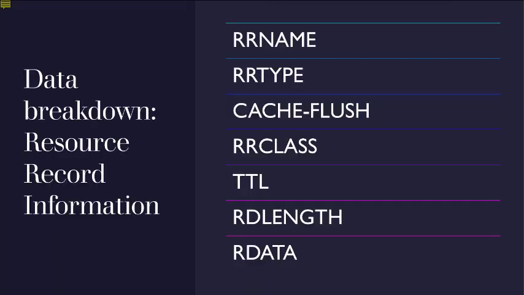There's a special grouping for values that are set for packets that contain resource record information. This is information that is placed in the answer section of the response packet. So you have the resource record name, the type, the cache flush bit, which is the Boolean flag that indicates whether outdated cached records should be purged, the resource record class, the time to live in which the resource record should be cached, the resource record length in octets, and the resource data type.